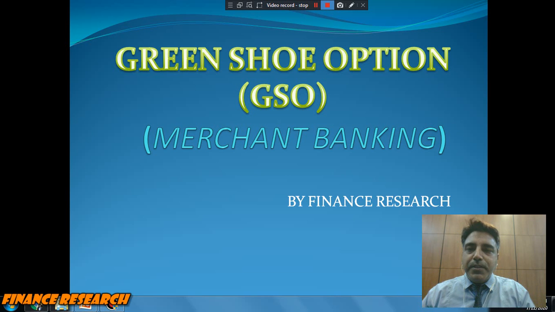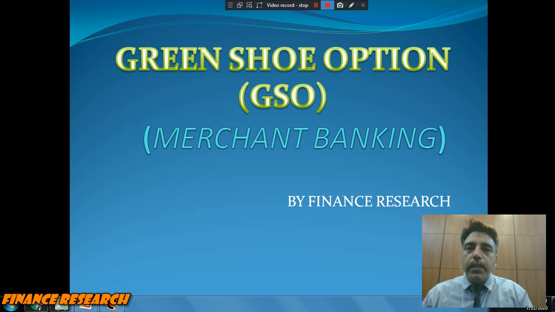Well, finance research brings another very important topic for our CA, CS and MBA finance students, which is known as the greenshoe option. Usually this is related with the capital structure of the firm. When any company constructs its capital structure through equity, they launch their initial public offering in the primary market, and then they hire some merchant bankers or investment bankers for the purpose of price stabilization in the secondary market.